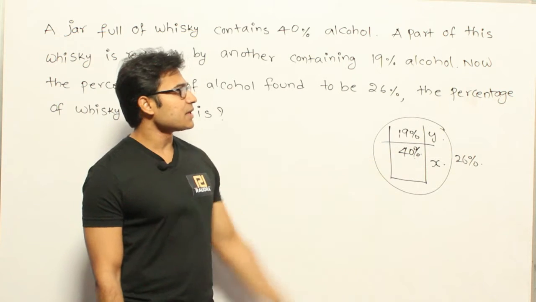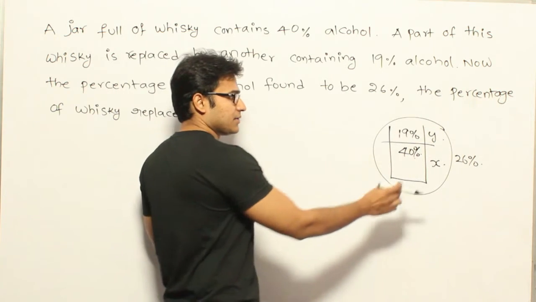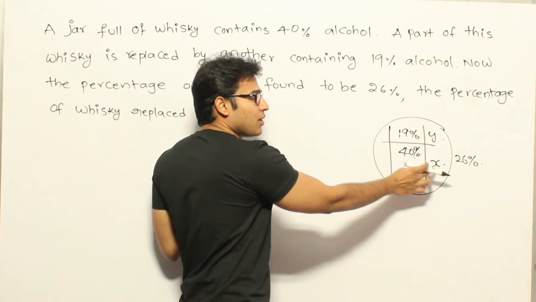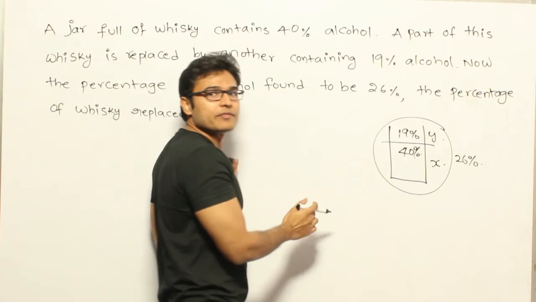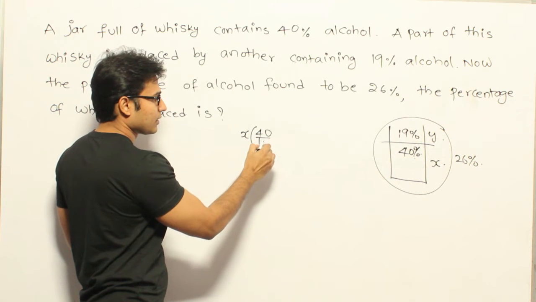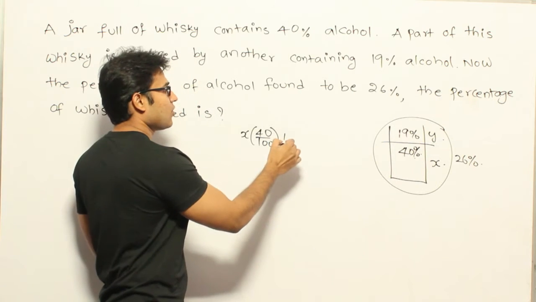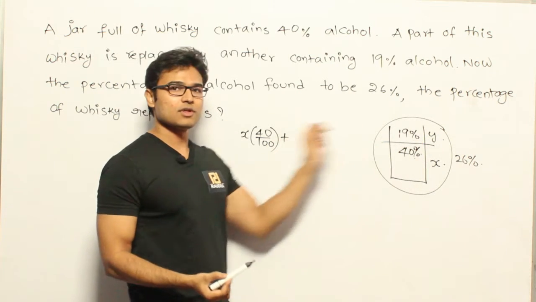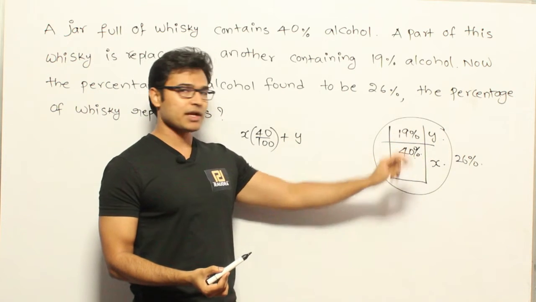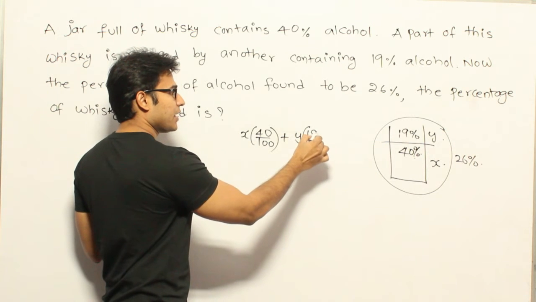Now how to express this as an expression is, see this. If you assume that X is the total liters which is containing 40% alcohol, then what is the alcohol contributed by this whiskey? X into 40 by 100, isn't it? This is the alcohol contributed by this one, plus what is the alcohol contributed by this one? If Y liters is the amount of whiskey containing 19% alcohol, then the alcohol contributed is Y into 19 by 100.